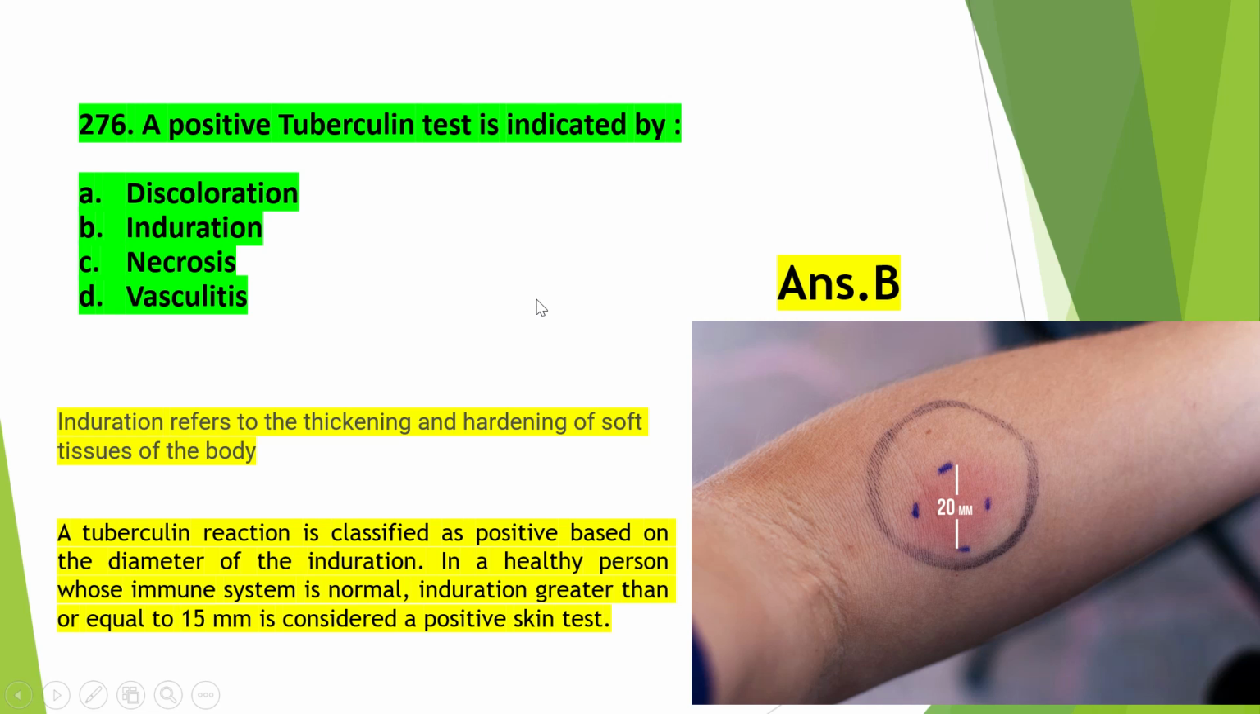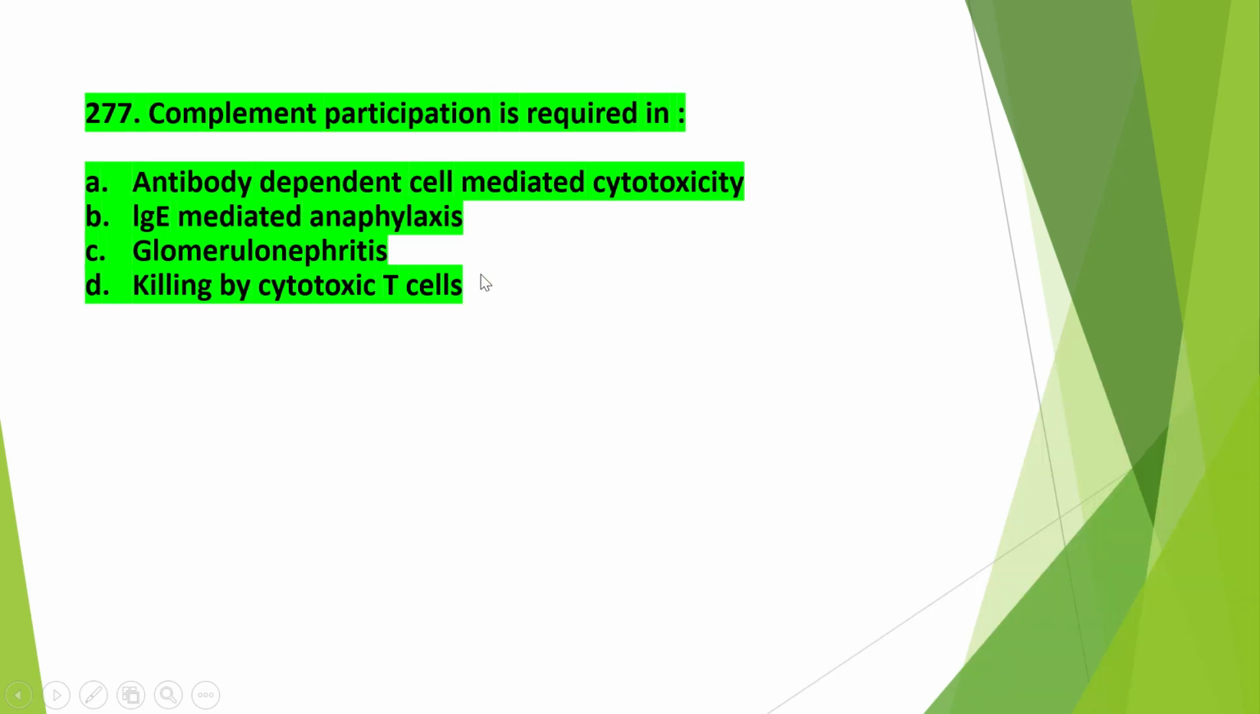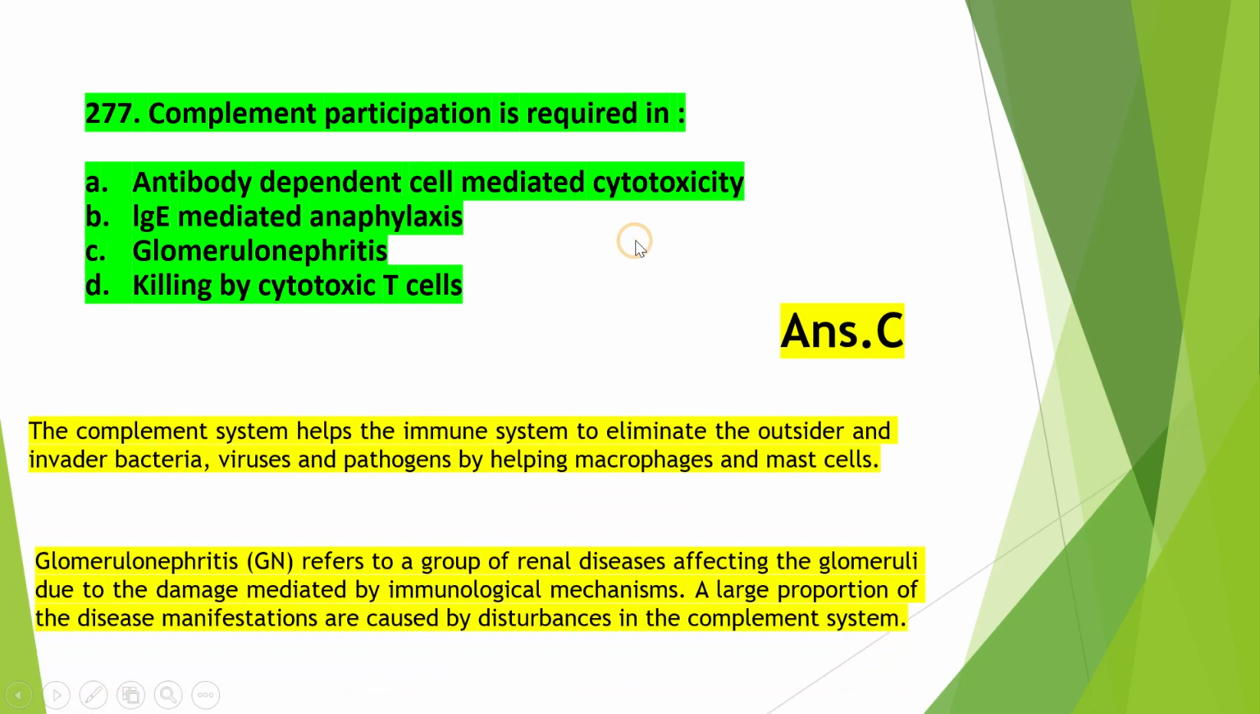Understand? So move on to the next question: complement participation is required in antibody dependent cell mediated cytotoxicity, IgE mediated anaphylaxis, glomerulonephritis, or killing by cytotoxic T cell, and the right one is option C, that is glomerulonephritis. So complement participation is required in glomerulonephritis.